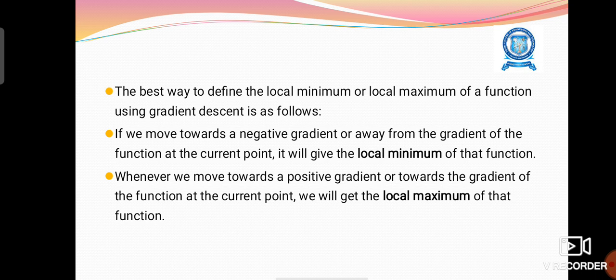The best way to define the local minimum or local maximum of a function is this: if we move towards the negative gradient, or away from the gradient of the function at the current point, it will give the local minimum of the function. Whenever we move towards the positive gradient, or towards the gradient of the function at the current point, we will get the local maximum of that function.